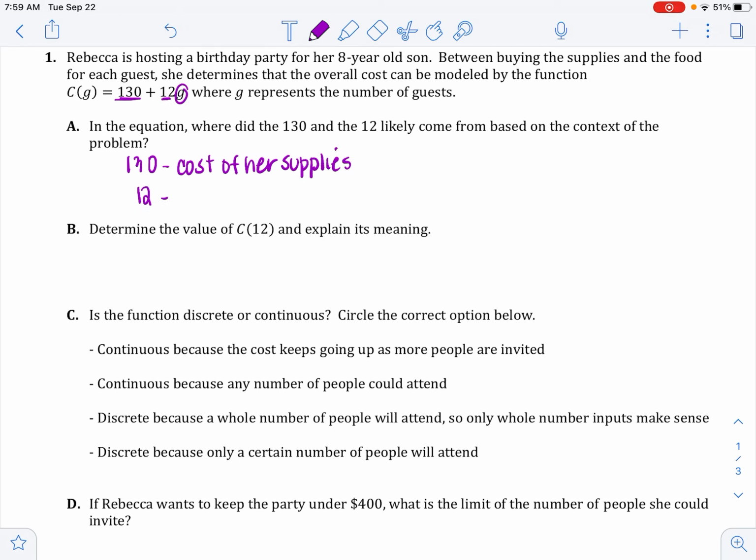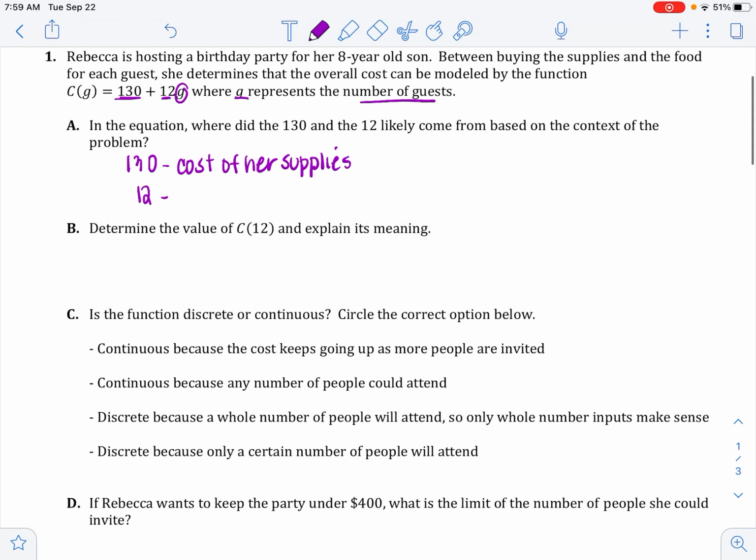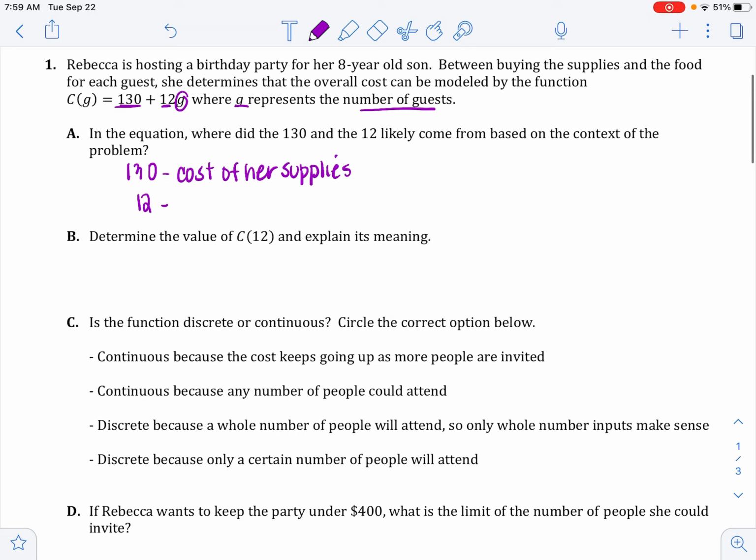What is the 12? This is 12 per G, 12 per guest. So that's an additional $12 to feed one person. So $12 cost per person. That could be just their food. That could be like if she bought everyone a party hat, whatever.